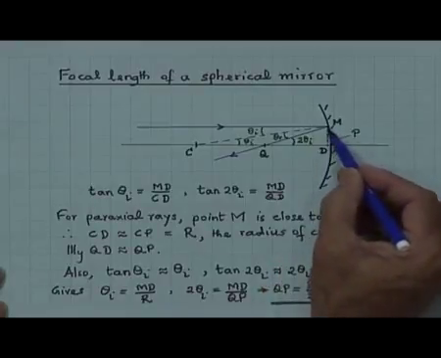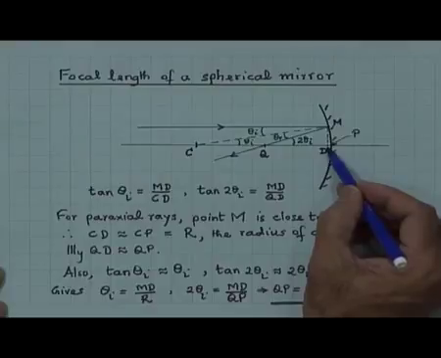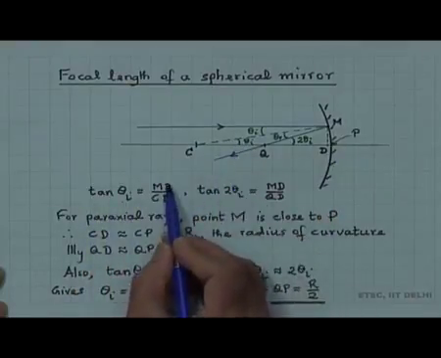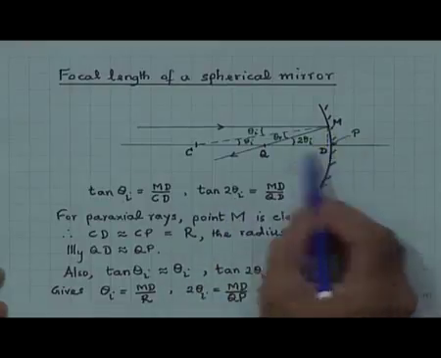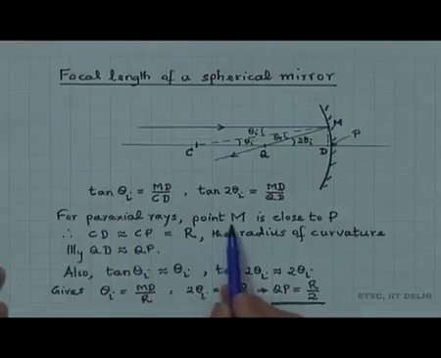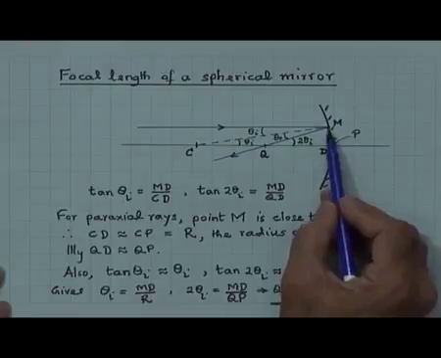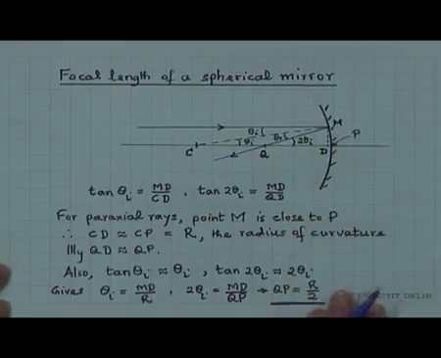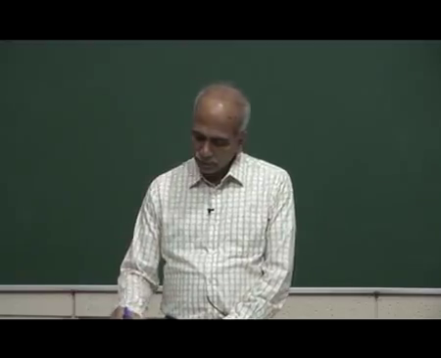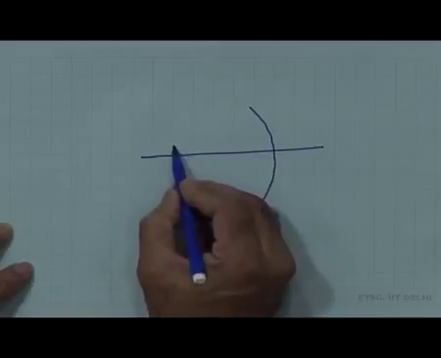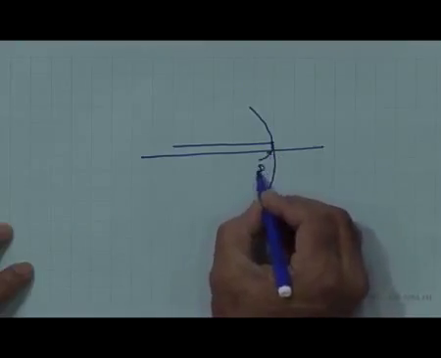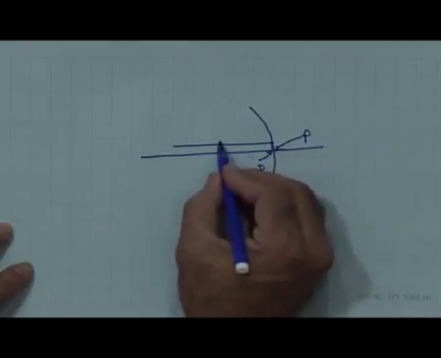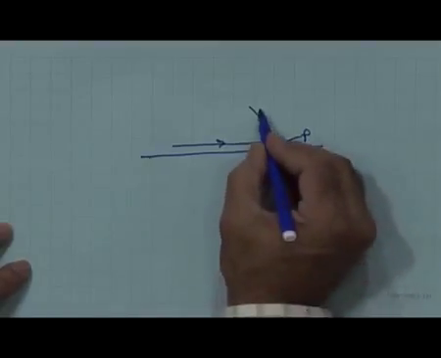Immediately, if I drop a perpendicular from m to the point d here, then tan theta I is equal to m d by c d, and tan 2 theta I is equal to m d by q d. For paraxial rays, the point m is close to p. We are discussing paraxial rays, which means small aperture approximation. This point d is very close to p, because if I have the principal axis here, and the ray is very close to it, with a perpendicular dropped from here, this is point d and this is of course point p, the pole, and this is the incident ray, and this is the mirror.